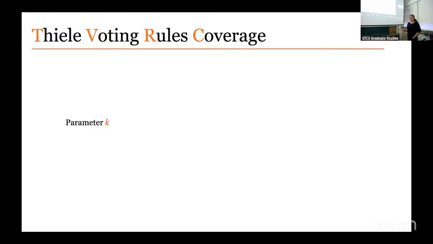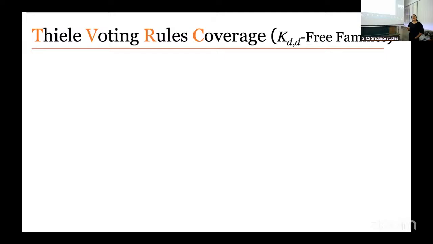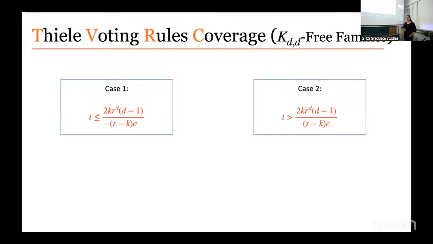So now we are done with the parameter T. Let's focus on the parameter K now. We know that for max coverage we have the same hardness here. Basically, we want to ask whether for K-d-d-free there is the same hope. So we partition it into 2 cases based on our threshold value. In case 1, I will reduce the candidate set size, apply brute force, and do something. And here we will do some algorithm. I will just quickly discuss these 2 things.